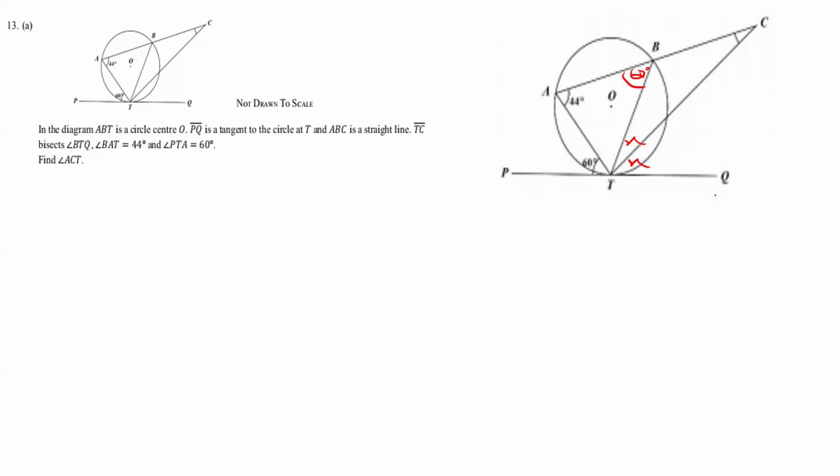Okay, then again, I know that the other chord that is making an angle with a tangent is this, and that is making the entire angle here. So if I know this angle between the tangent and the chord, it should be equal to the angle this chord subtends at the circumference, which is 44. So it means the entire angle here is also 44 degrees. Is that clear? Alternate segment angle.